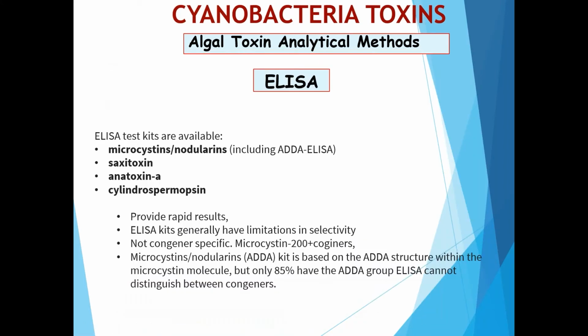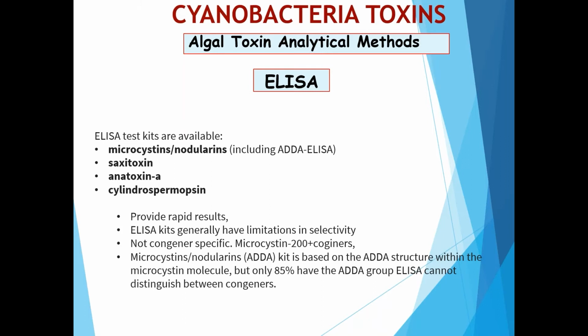ELISA kits are available for microcystins, nodularins, saxitoxin, anatoxin-A, and cylindrospermopsin. The thing you need to know, though, is that some of these are congener specific and some are non-congener specific. Right now, I believe there are only standards for 10 of the microcystin congeners. But there are something like 250 congeners for microcystin, and that number goes up every single time I do this lecture.